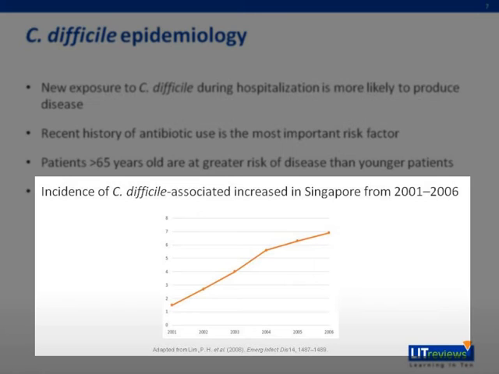And what I've shown here is a study from 2008, which just shows an increase in the incidence of C. diff infection and PMC in Singapore over the period from 2001 to 2006. And you can see that it's increased quite dramatically, and it essentially tracks worldwide trends which show that there's an increase in C. diff infection as we've increased our use of antibiotics in hospitals.